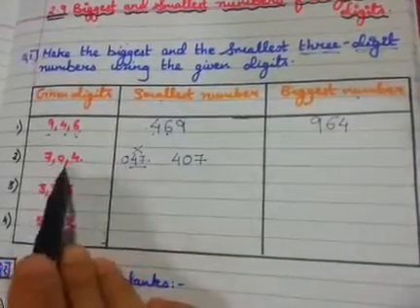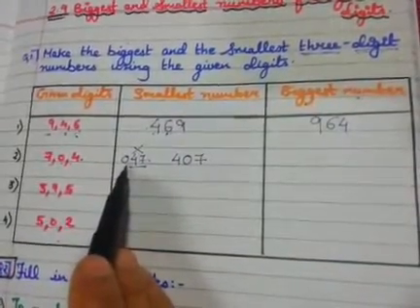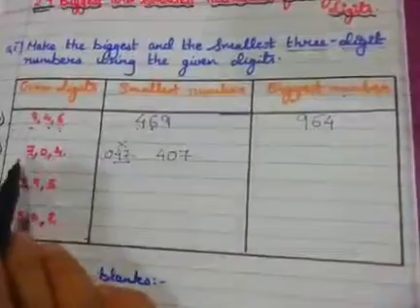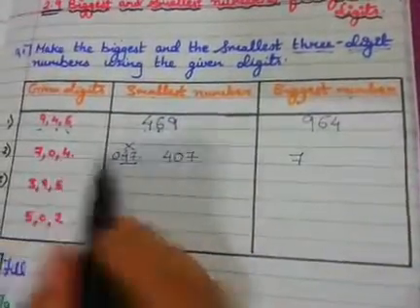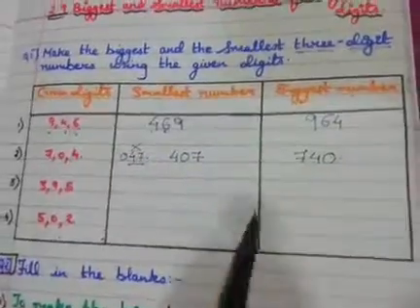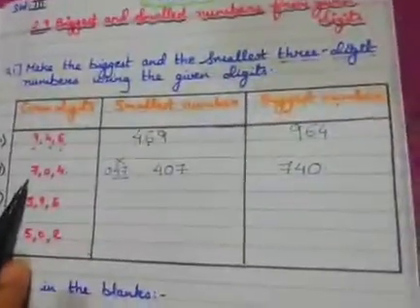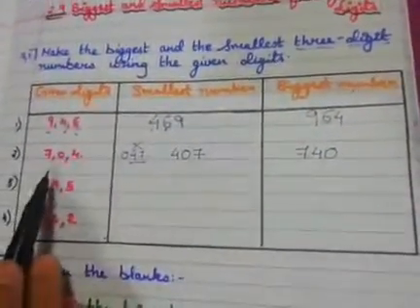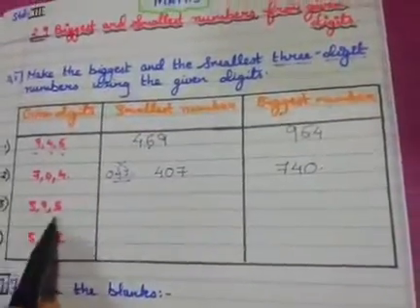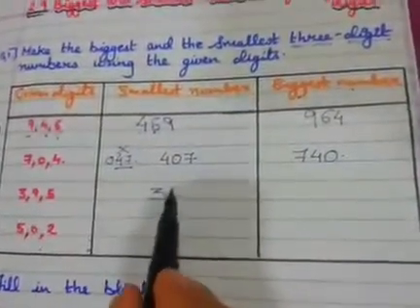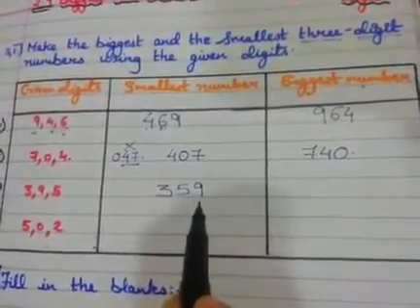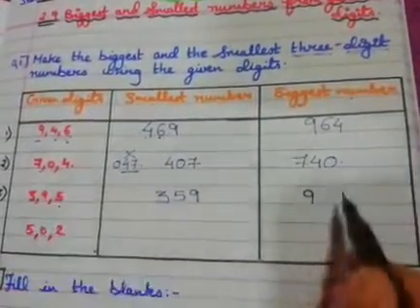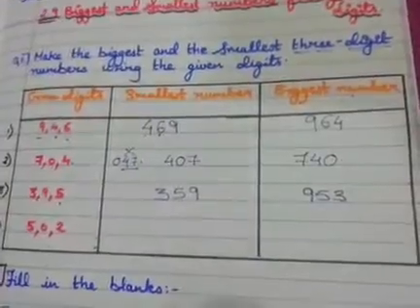I repeat children, if in the digits you have 0, you will not write 0 first. But to make the smallest number, you will put that 0 in tens. Biggest number 7, then 4, and then 0. Biggest you are making the same way. 740 is our biggest number. 395, smallest. 3, then 5 and 9. 359, biggest. 9, 5, and then 3. 953.